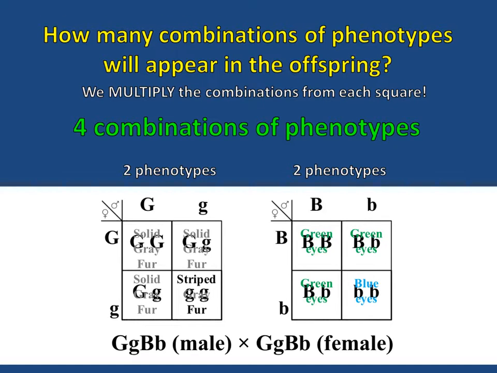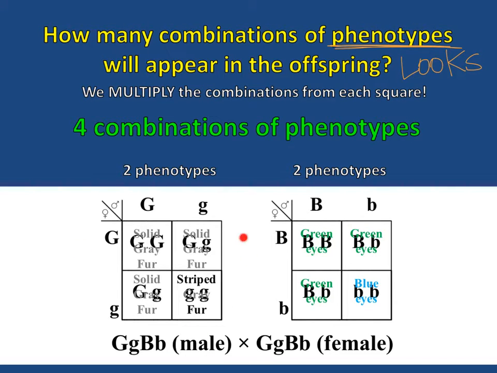Okay, so let's work on this one. This one says, how many combinations of phenotypes will appear in the offspring? So now we are talking about phenotypes. Remember, the phenotypes are the looks. So this time I was nice again, and I have already showed you all of the different phenotypes here in the Punnett squares.